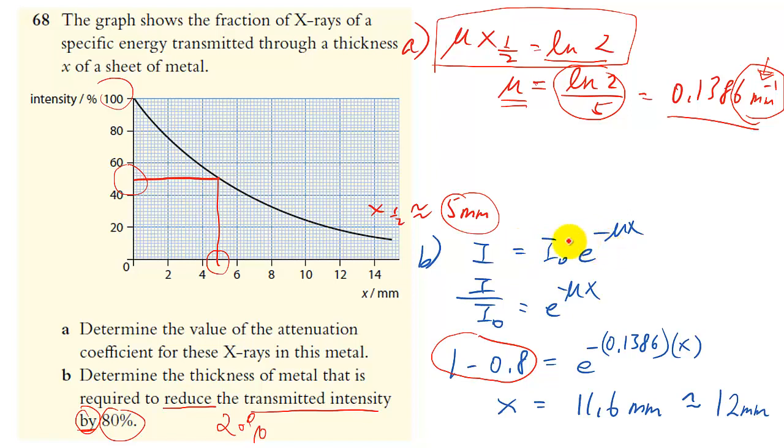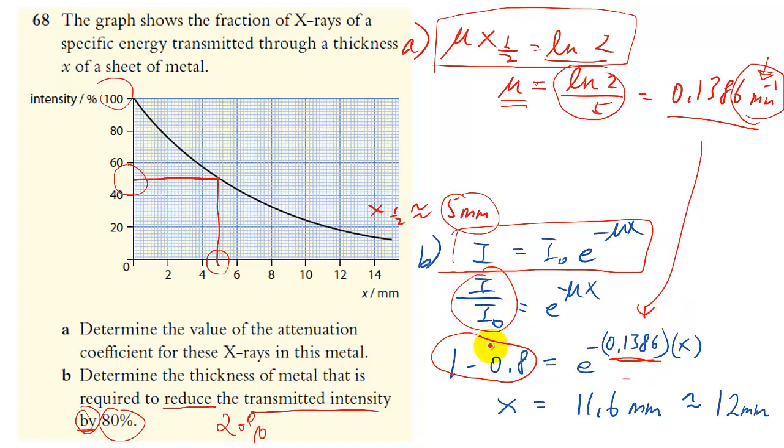Okay, but the rest is very easy. You just have to use the other equation, the attenuation equation, and you substitute the mu you get from part A into this, and again on the other side you have I over I0. That will be the ratio of the remaining. All right, always remember this is what has remained. So that's why 20% is the remaining one, and you substitute and you find the answer, 12 mm in that case.